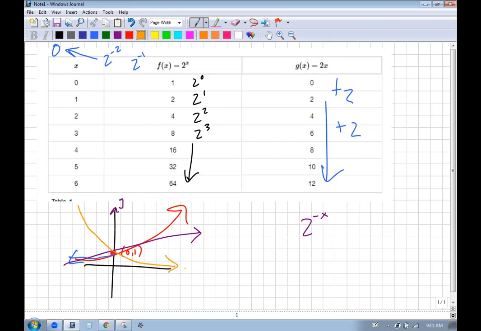So you would end up with exponential decay. As you go to the right, you plug bigger numbers in for x. 2 to the negative big number is 1 over 2 to the big number. This is 1 over 2 to the x. So that would give you exponential decay.